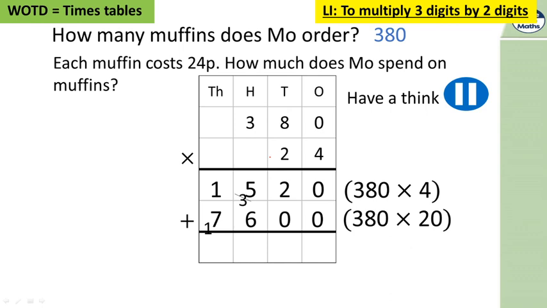You might like to do it that way, or you might like to put your placeholder in and then do 2 times 0, 2 times 8, 2 times 3. Then we need to add these together. So 0 add 0 is 0. 2 tens add no tens is 2 tens. 500 add 600 is 1,100. 1,000 add 7,000 is 8,000, add 1,000 is 9,000.